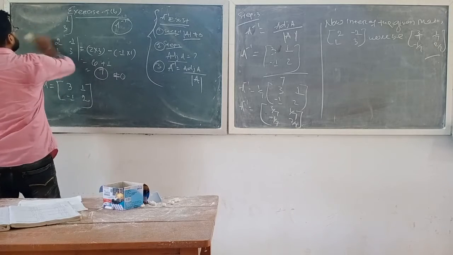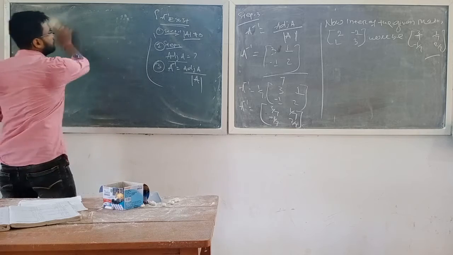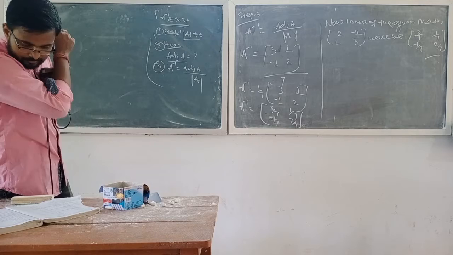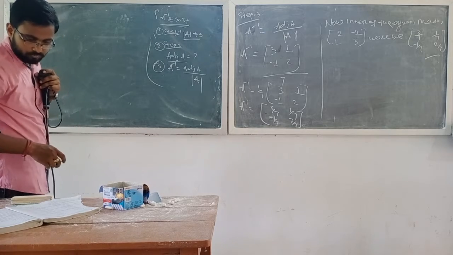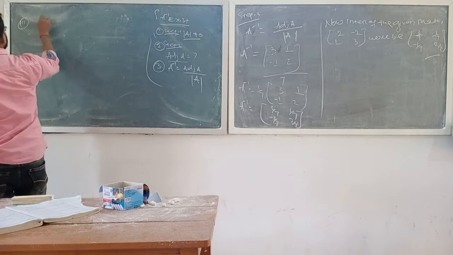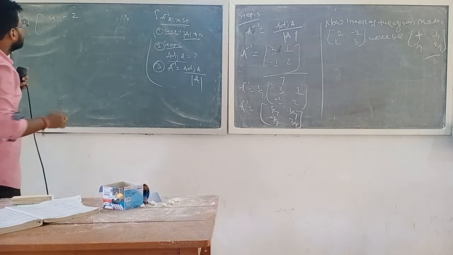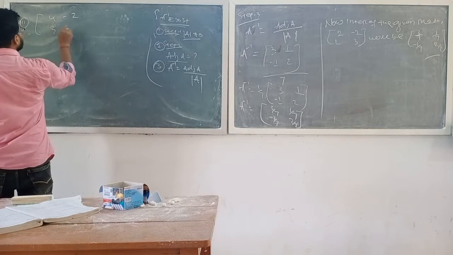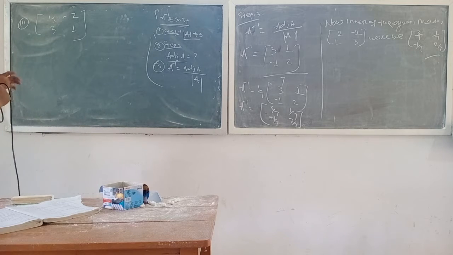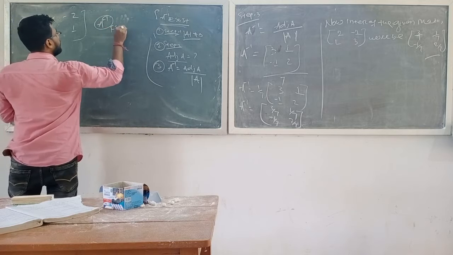How to solve the question? Solve it yourself. The next matrix is 4, minus 2, 3, 1. Look, you can find out the A inverse of this matrix.